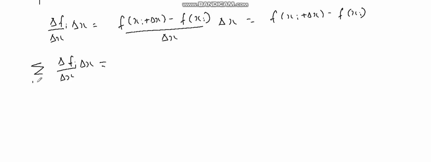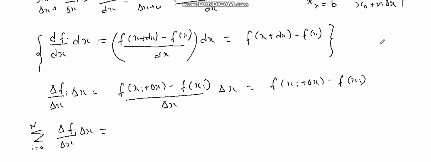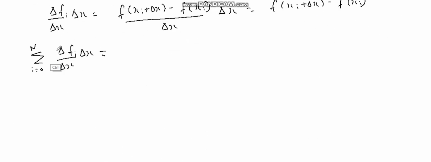Now i will go from 0 to n. I think it is a small n. Yes, it is a small n. Now it will give the sum over i equal to 0 to small n of f of xi plus delta x minus f of xi.